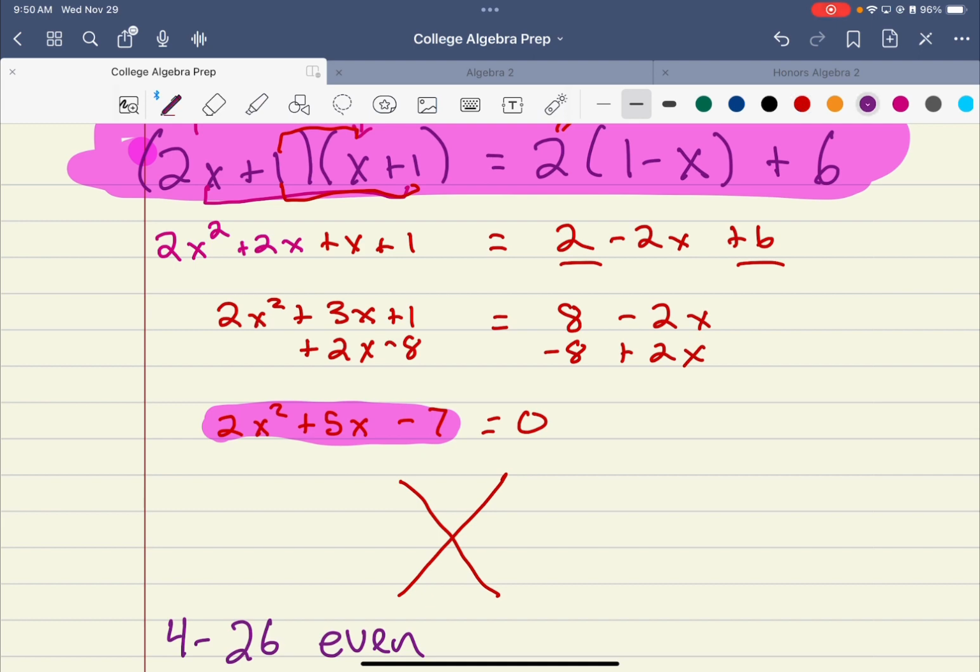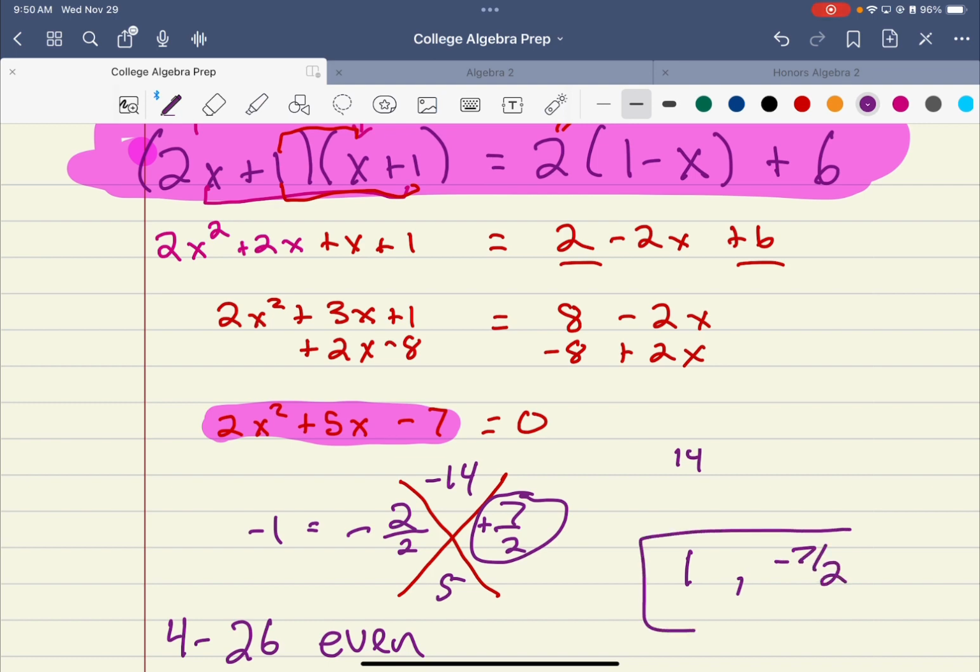What goes on the top? Negative 14, divide by 2. Bottom number is 5. So factors of 14 that have a difference of 5. Negative 2 and 7. Again, we're just asking for solutions. So this is negative 1, so one of my solutions is 1. This is 7 halves. My other solution is negative 7 halves.